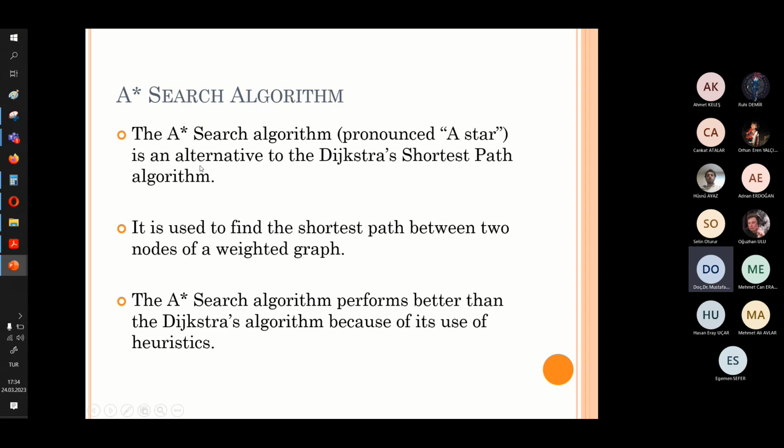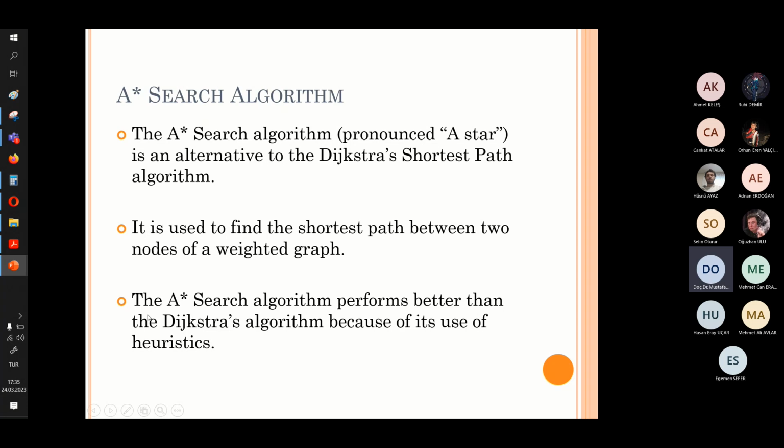This may look like a bit of a disadvantage, but actually, if we are trying to plan a route between source and target and the shortest distance, A-star will be focusing on one task, and it will be a lot quicker than Dijkstra's algorithm. Once again, it is used to find the shortest path between two nodes of a weighted graph. So the A-star algorithm works on graphs, and those graphs should have weights on the edges.